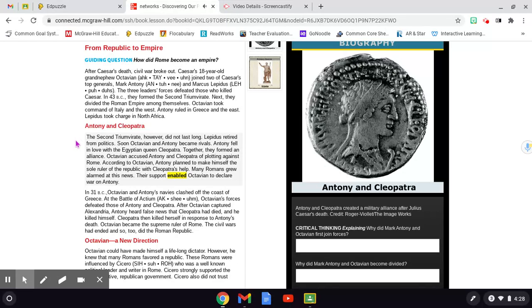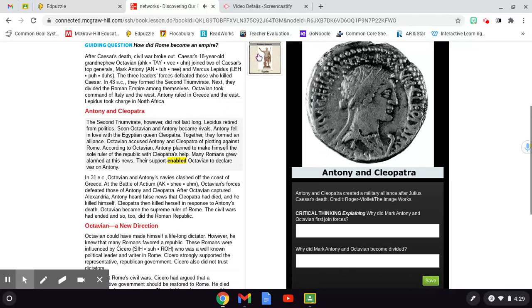Octavian accused Antony and Cleopatra of plotting against Rome. According to Octavian, Antony planned to make himself the sole ruler of the Republic with Cleopatra's help. Many Romans grew alarmed at this news. Their support enabled Octavian to declare war on Antony.